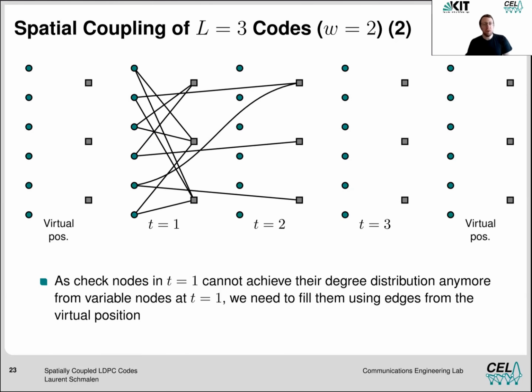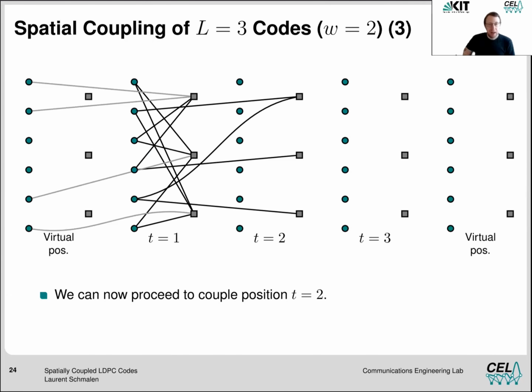We do this for the first spatial position. So we actually did a random experiment, and we see this is the outcome. So we connect each variable node to a check node at t=1 or the check node at t=2. We see that all the variable nodes have 2 outgoing connections as we required, but these check nodes, or constraint nodes, don't. So we need to add new edges to the virtual position such that these conditions are fulfilled. So we do them, and we indicate the edges to the virtual position in gray because they are special and we need to treat them in a special way soon after.